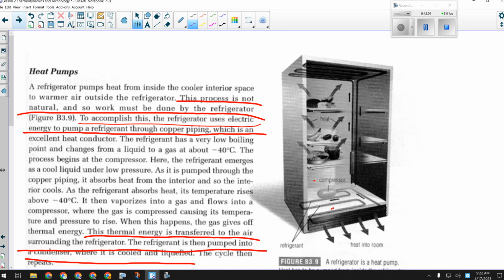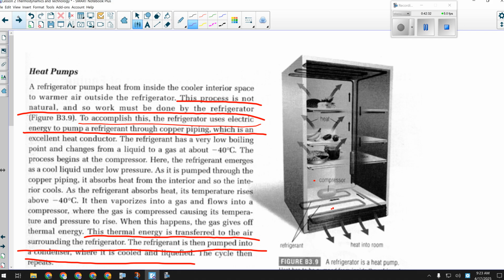But here's what the refrigerator does. It literally pumps the thermal energy out against the second law, just like active transport does in a cell. It pumps material the opposite direction that it's supposed to go. The catch is that your fridge has to use electricity, active transport has to use energy.